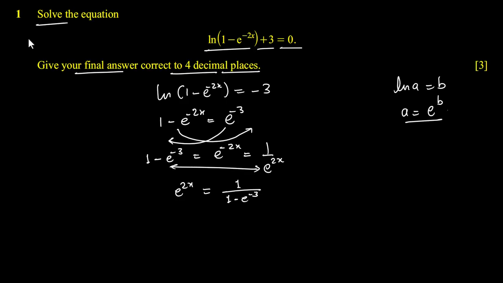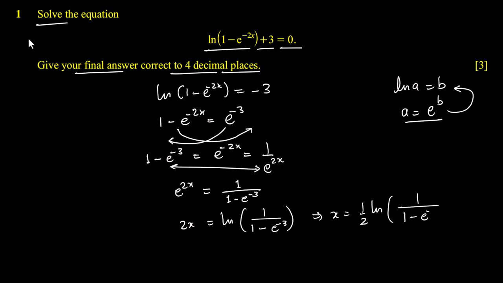Now if I use the exponent form to log, we get 2x = ln of 1 over 1 − e^(−3). So from here we can see that x is half ln of 1 over 1 − e^(−3). There is no need to simplify and write e^(−3) as 1 over e^3, because we are going to enter this whole thing in the calculator so that we can get the direct answer.